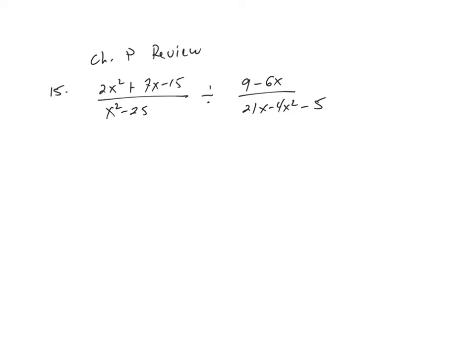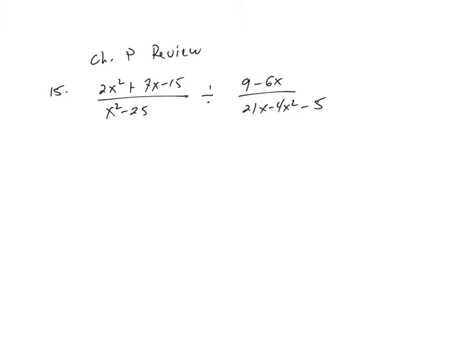This is the solution to number 15 from the Chapter P review, and we're asked to simplify some rational expressions. So the first thing that we'd like to do when we're simplifying rational expressions is we're going to factor the numerators and the denominators. So I'm going to try to factor this first quadratic, 2x squared plus 7x minus 15.